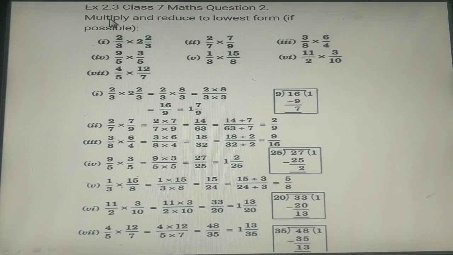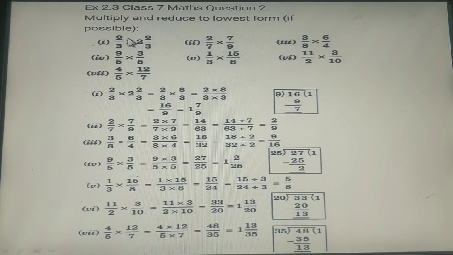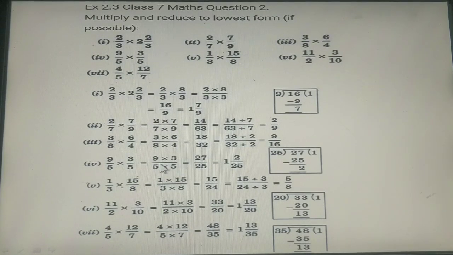Question number 2 says, multiply and reduce to the lowest form if possible. If possible means wherever it is possible you have to multiply and reduce. The first part says 2 by 3 multiply by 2 by 3. Out of these first to 7th parts, we will be doing any 2, 3 of them randomly, and the solutions are done very systematically for you to understand.